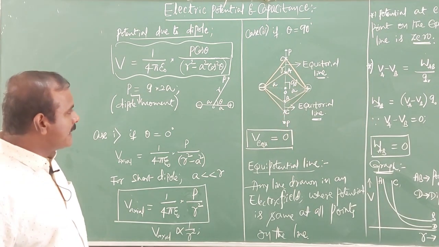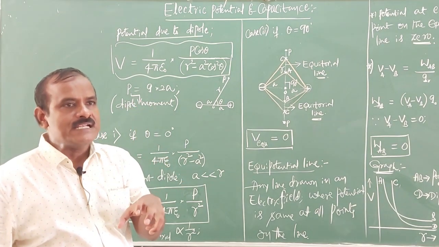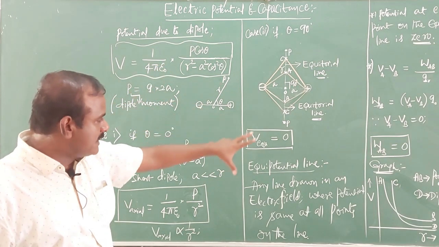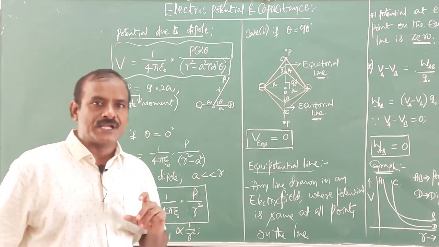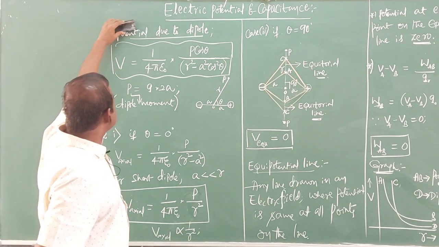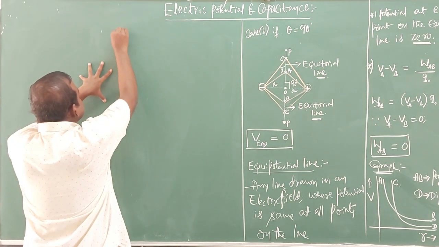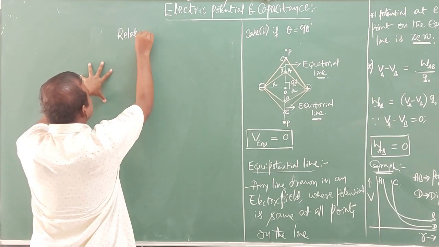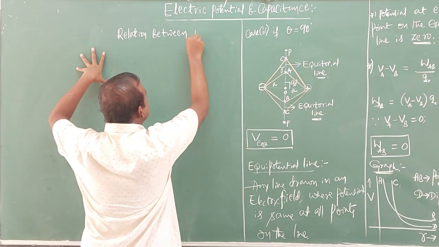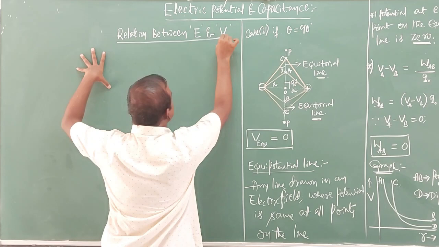Well, students, now in the next part, let us establish one relation, that is the relation between electric field and potential. How electric field and potential are related, we are going to establish one result. If you complete this part, we will proceed to learn the relation connecting electric field and electric potential. Hope that this part is completed. Let me clear this part. The next study is the relation between E and V. What is E? Electric field. What is V? Potential.